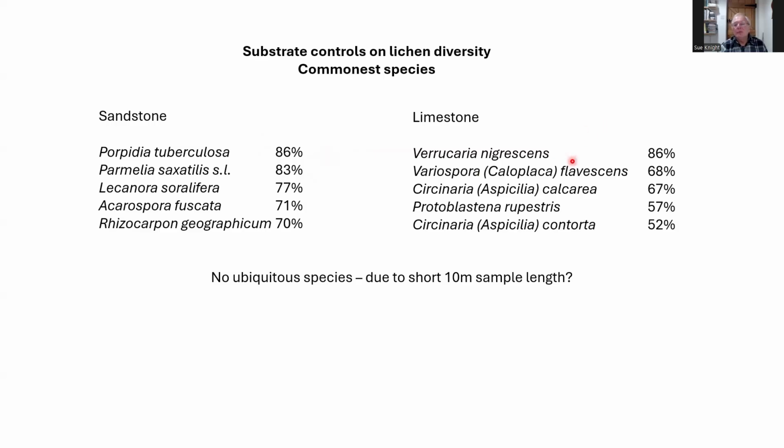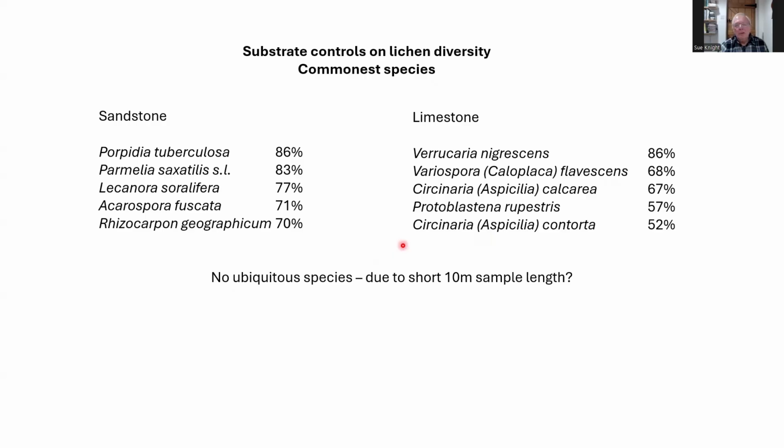On the limestone walls, Verrucaria nigrescens appeared on 86% of walls, and Caloplaca flavescens, Aspicilia calcarea, Protoblastenia rupestris, and Aspicilia contorta were the other common species. But again, there was never an instance where even Verrucaria was ubiquitous.